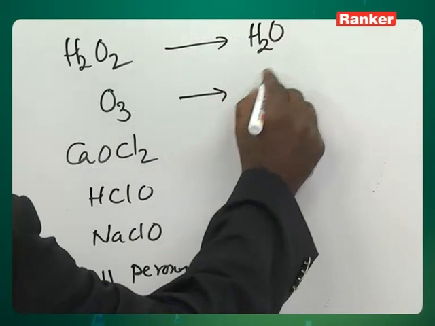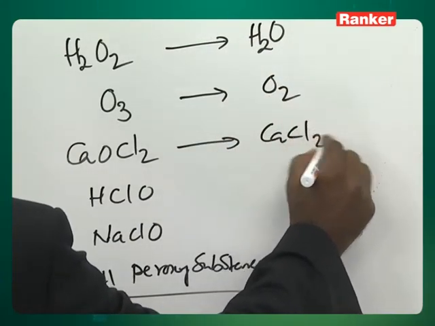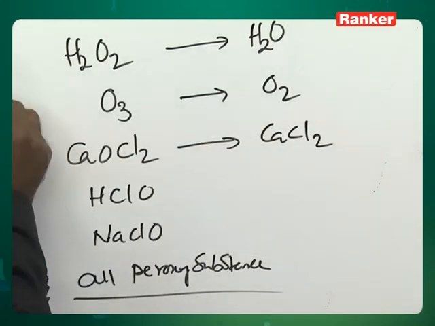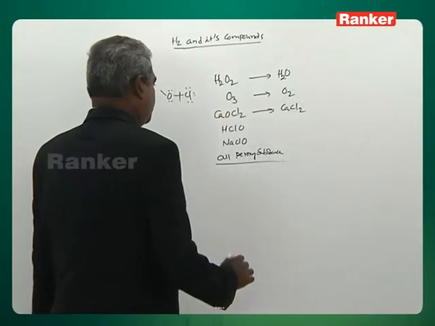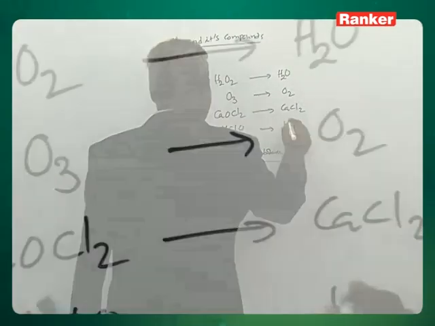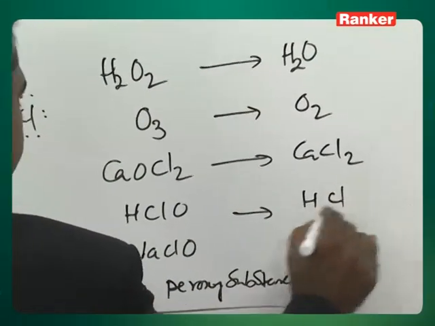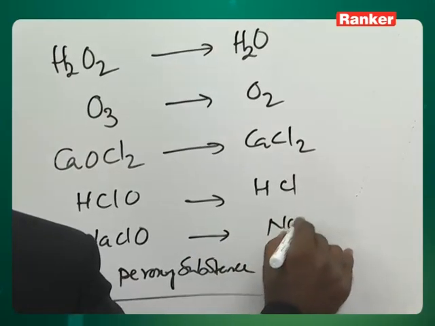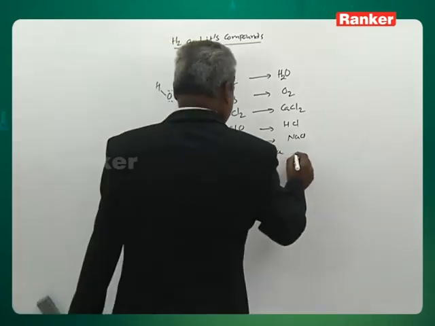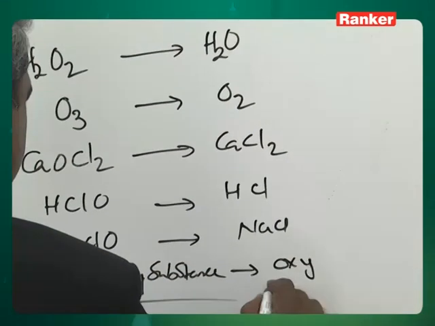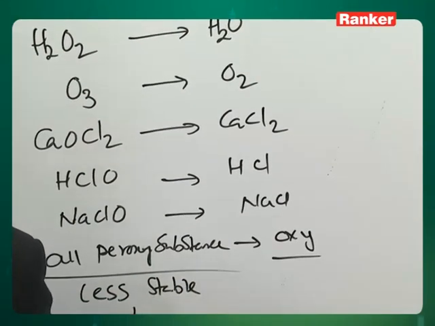And the OO bond is very, very weak, that breaks very easily. O3 wants to become O2, CaOCl2 wants to become CaCl2. The reason, the OCl bond, once again, the same reason, lone pairs, too much repulsion. HClO, this is HOCl, wants to become HCl, same reason. NaClO wants to become NaCl, once again, the ClO bond is very, very weak. All peroxy substances want to become oxy substances. So these are all less stable due to that extra oxygen.